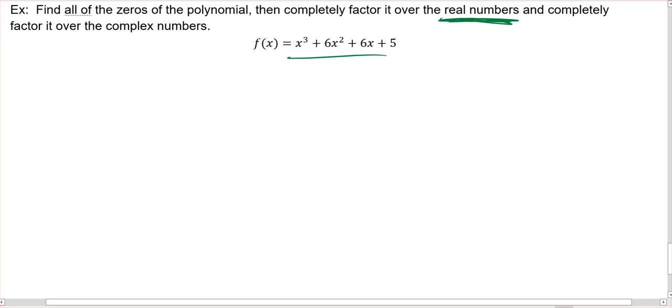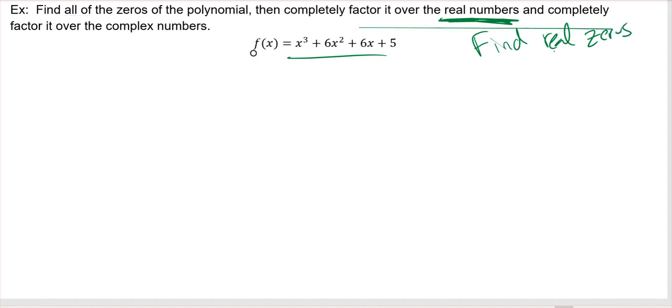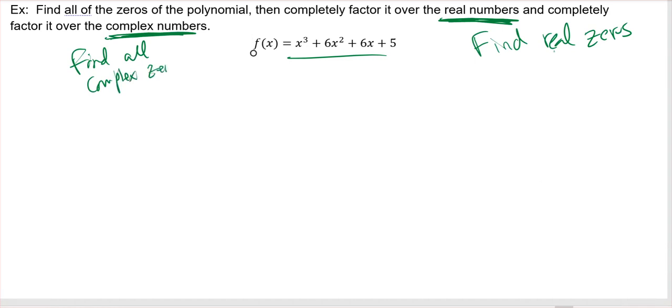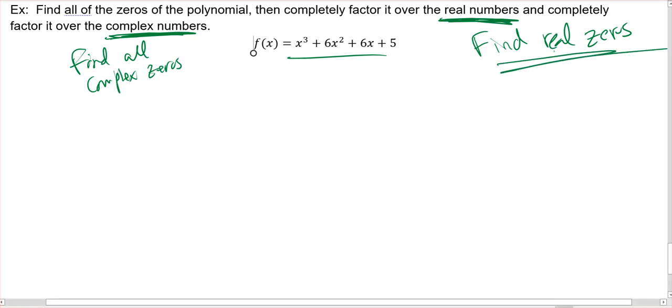So to do this task, we're going to find all the real zeros, or do our best to find all the real zeros. And for this task, we want to find all complex zeros. Okay, so we start by finding the real zeros.